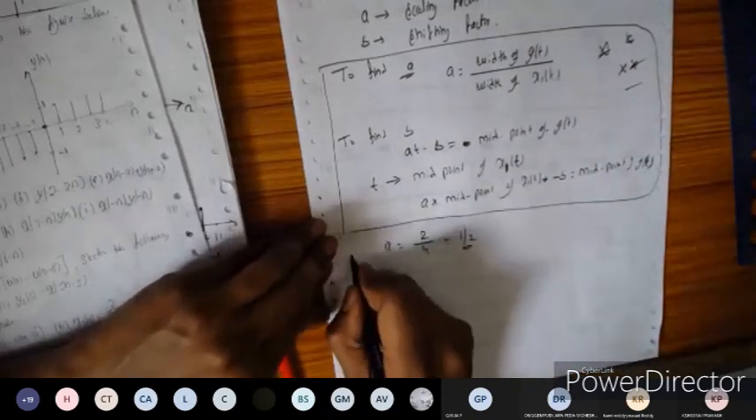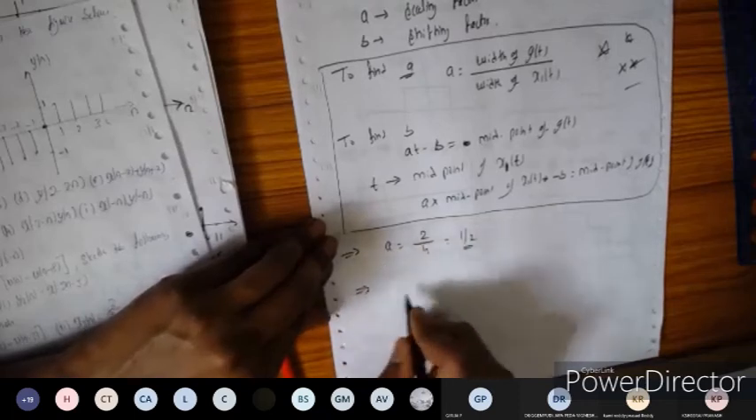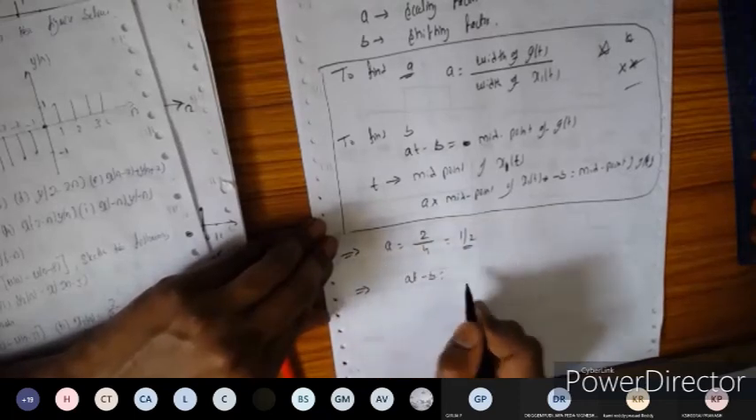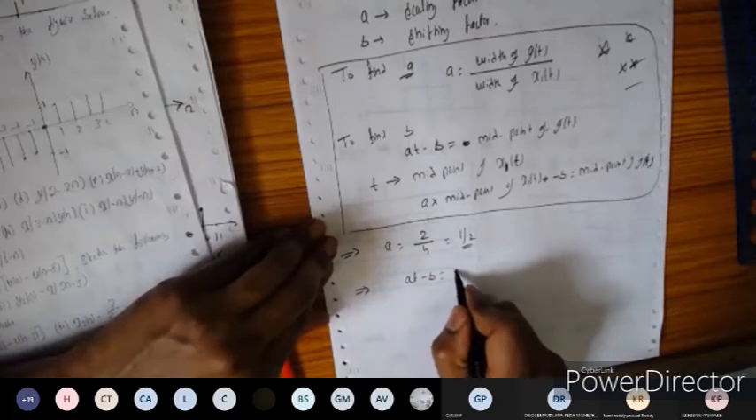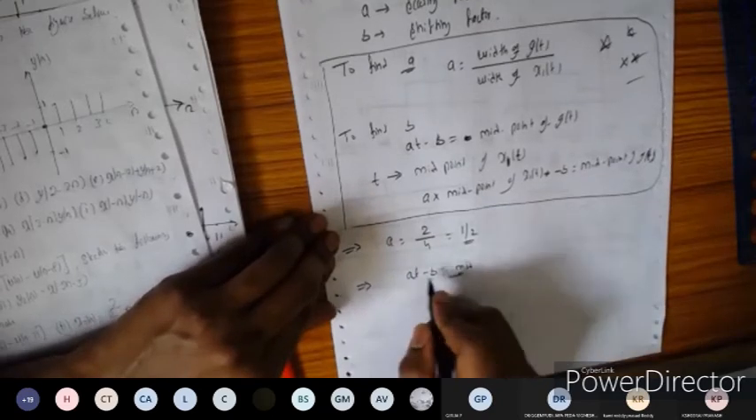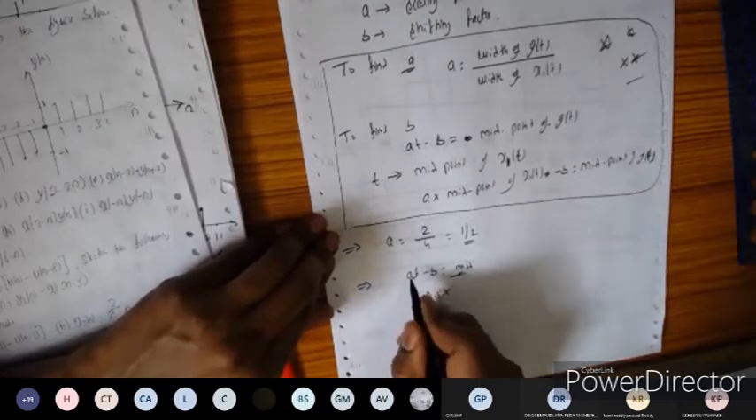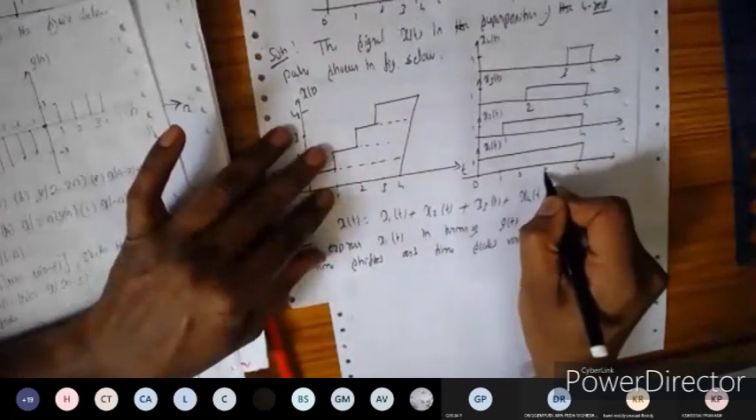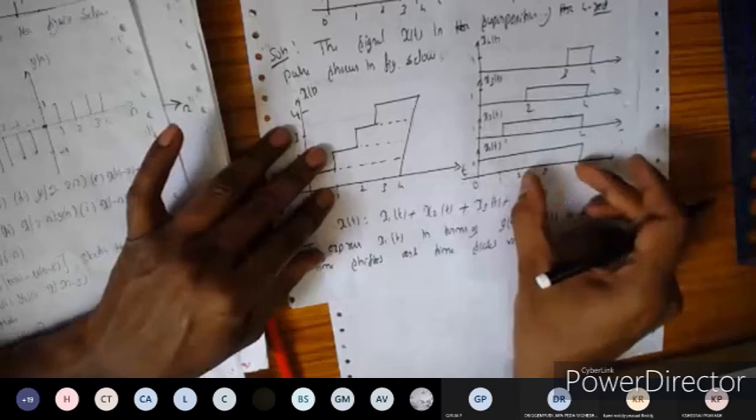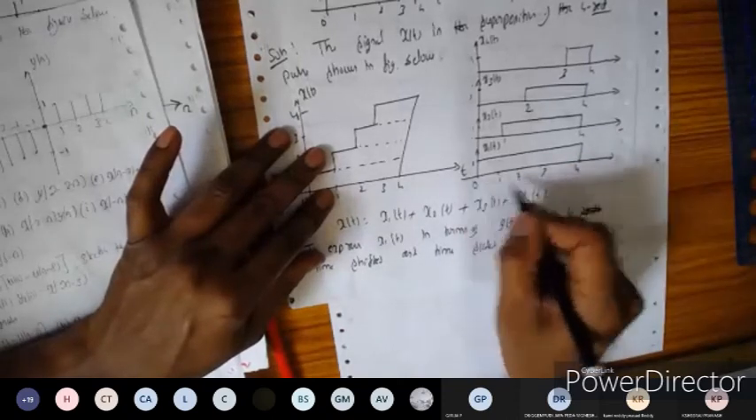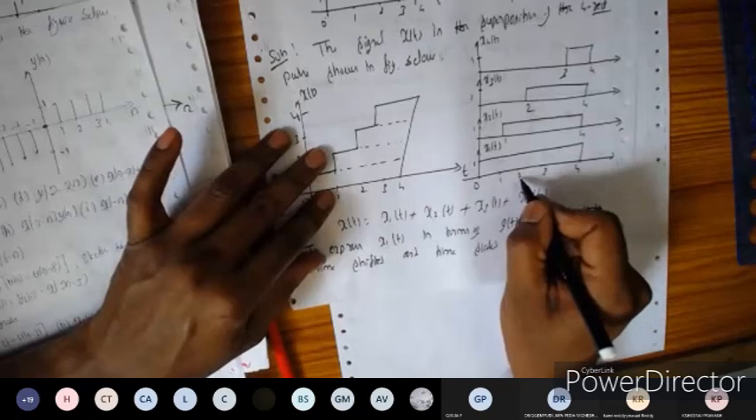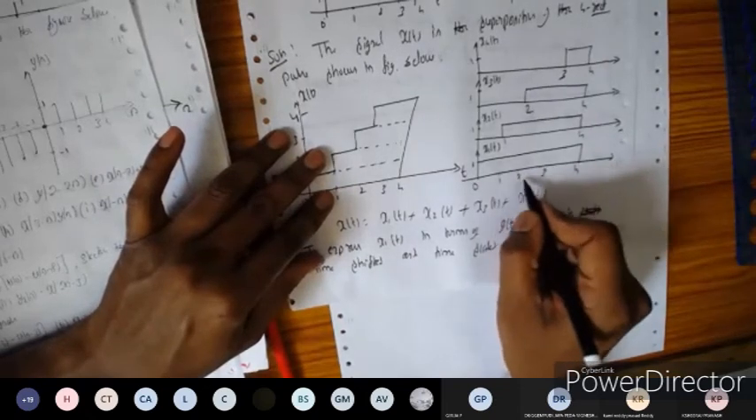And to find b, it is at minus b, that is the midpoint here. So a is 0.5, and the value of t is nothing but the midpoint of x1 of t. So this is x1 of t. x1 of t has the values 1, 2, 3, 4 here. The midpoint is nothing but 2. You can see here also the same thing. 2 is the midpoint of x1 of t.